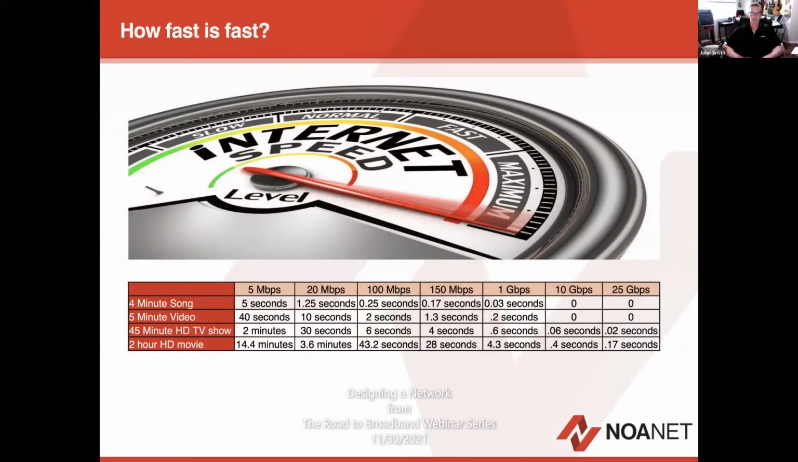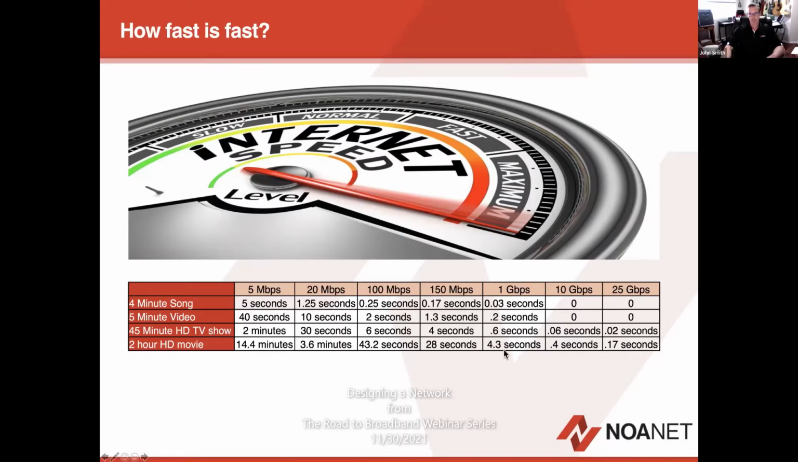So how fast is fast? People never really understand, when you give speeds, what it means in terms of real world usage. So I threw this together just a few minutes ago, just to give an example of downloading an HD movie on 5 megabits. I started at 5, because a lot of people don't even have that if they're in very rural areas. And then all the way up to 25 gigabits per second, which is what you can achieve now over the GPON network, or the 25 gig PON networks.